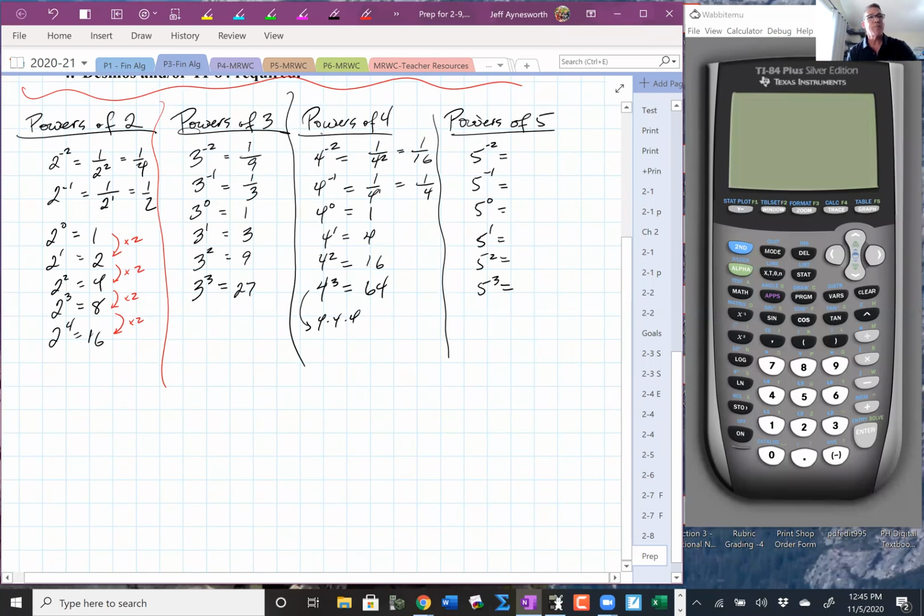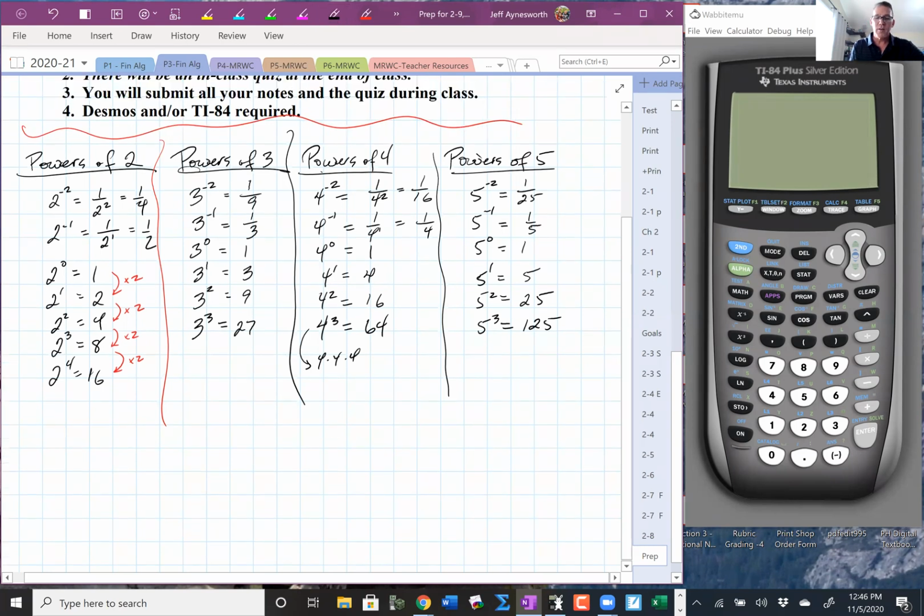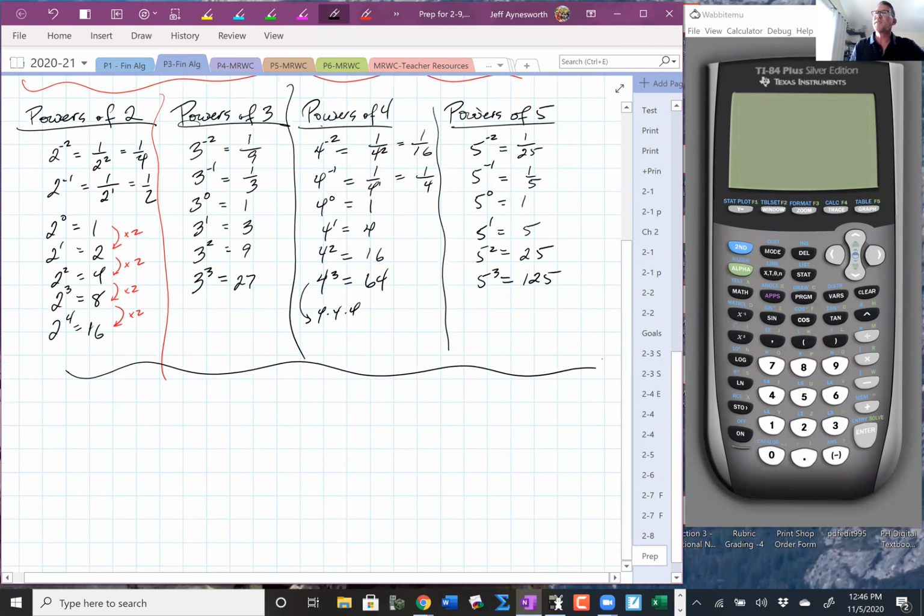All right, Hannah, can you help me out with this, please? Yeah. So for 5 to the negative 2 power, I got 1 over 25. And 5 to the negative 1 power is 1 over 5. And then 5 to the 0 power is 1. 5 to the first power is 5. 5 squared is 25. And 5 cubed is 125. Awesome. Thank you.